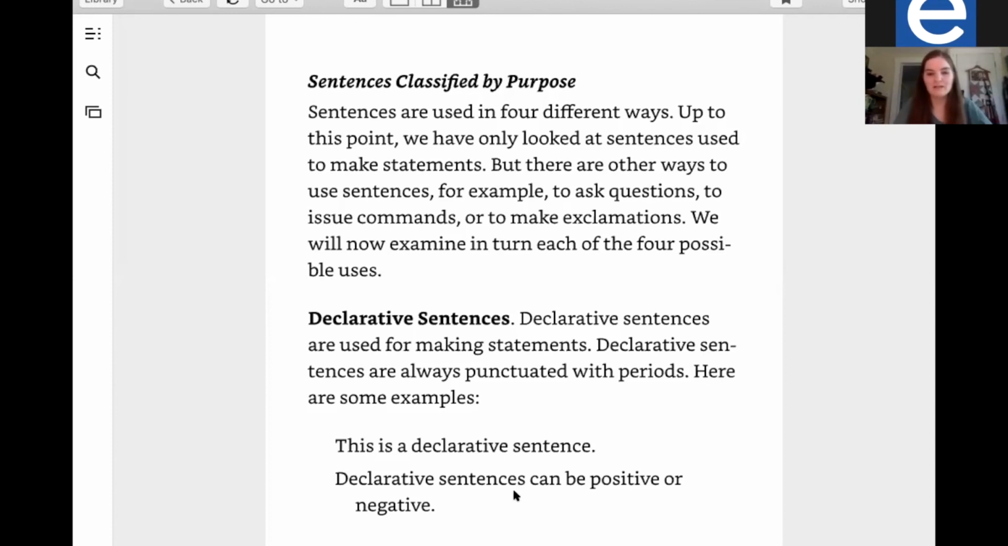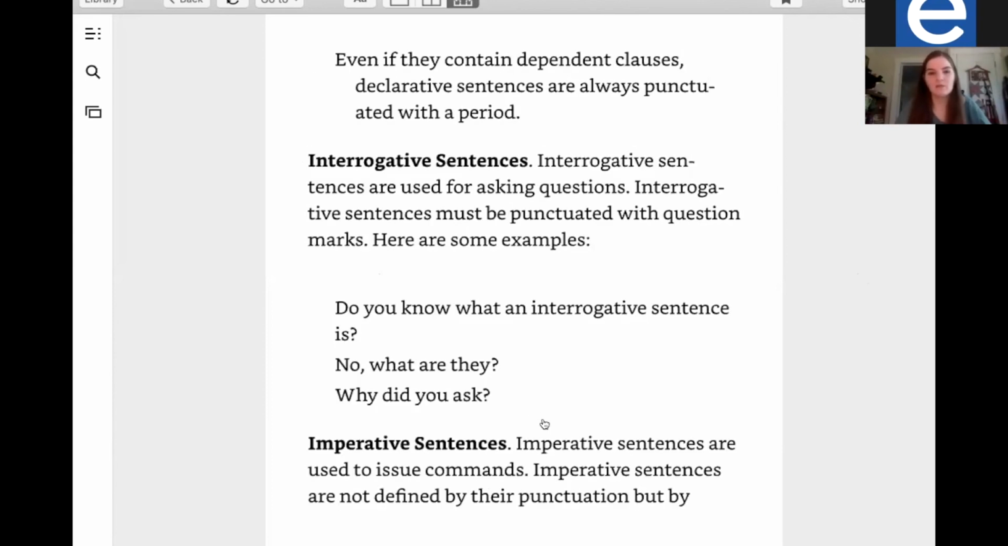This is a declarative sentence. That's actually a good example of a declarative sentence because it's stating a fact or making a statement about something. They can be positive or negative. They can contain dependent clauses or subordinate clauses, as they're also called. And they're always punctuated with a period.